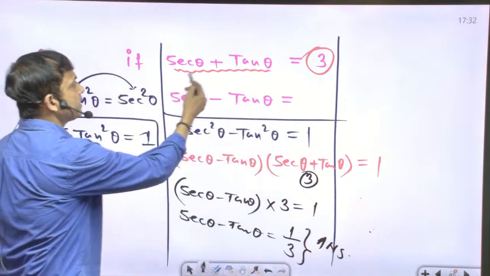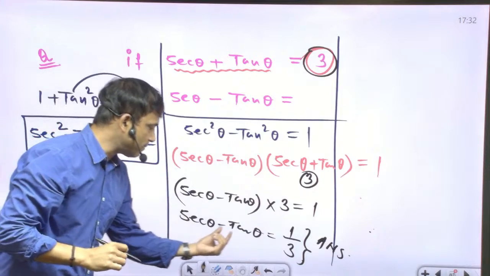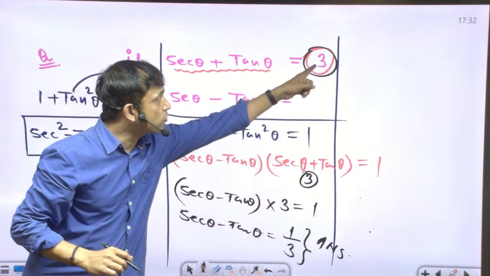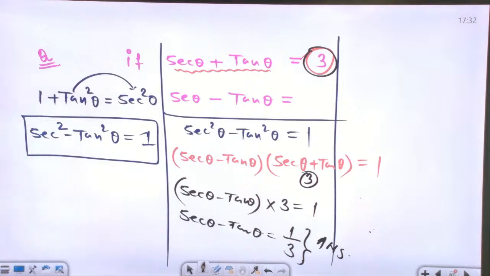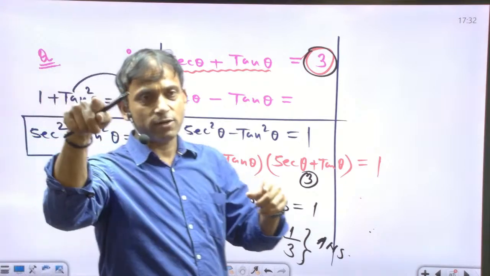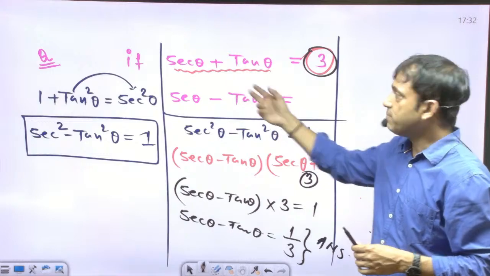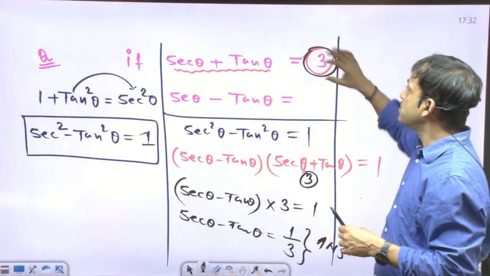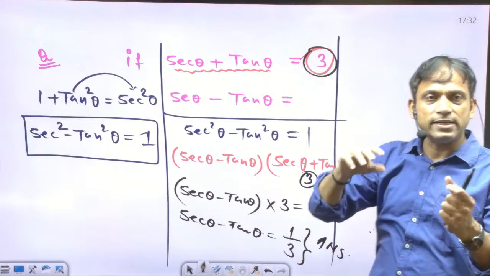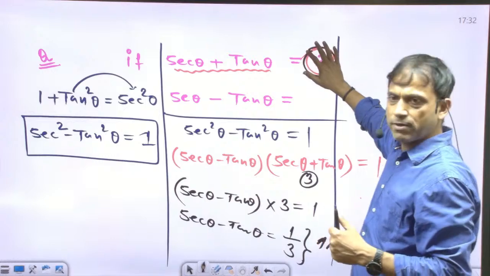So if sec theta plus tan theta is 3, then your answer for sec theta minus tan theta is the reciprocal of that number. If 3, then 1 by 3. If 5, then 1 by 5. But in sin cos, always use under root 2 minus x square. In case of sec and tan, if this part is x, then your answer will be 1 by x. If this part is 1 by x, then your answer will be x. Reciprocal of this number only.